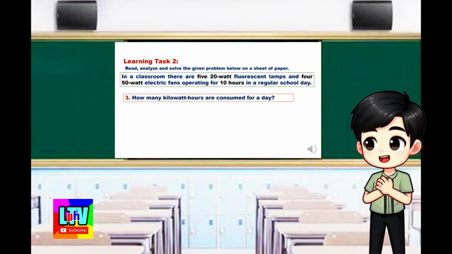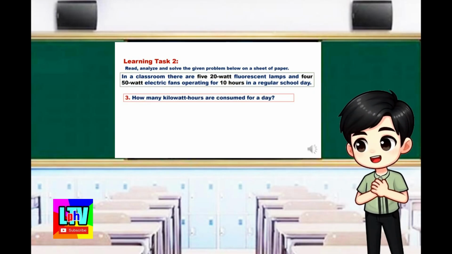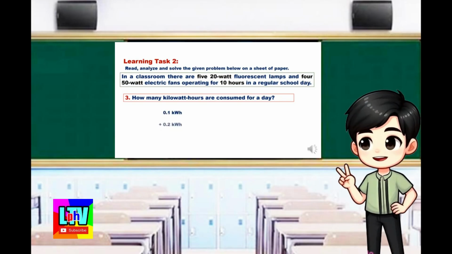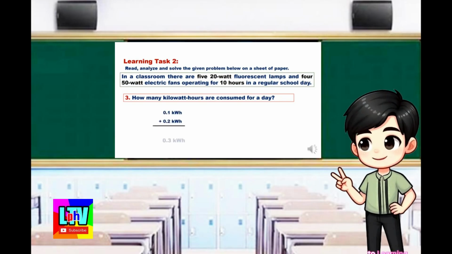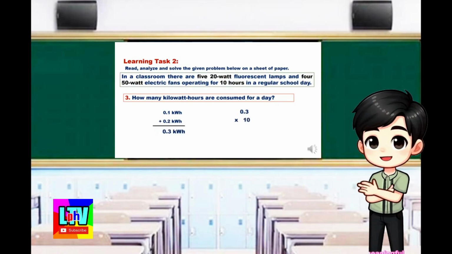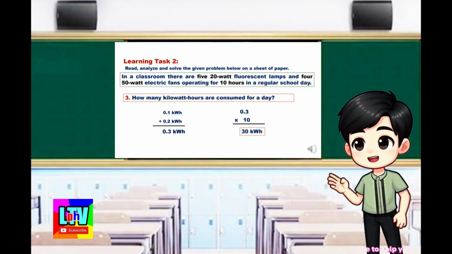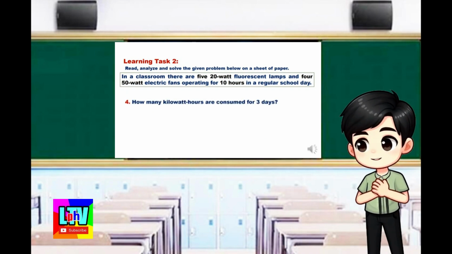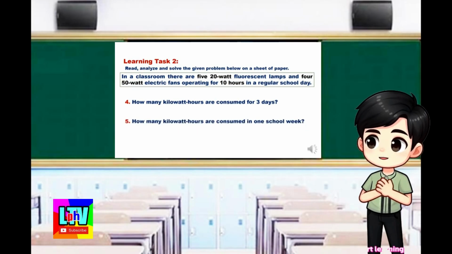Number 3. How many kilowatt hours are consumed for a day? So 0.1 plus 0.2 equals 0.3. 0.3 times 10 hours equals 30 kilowatt hours. Can you answer number 4 and number 5?